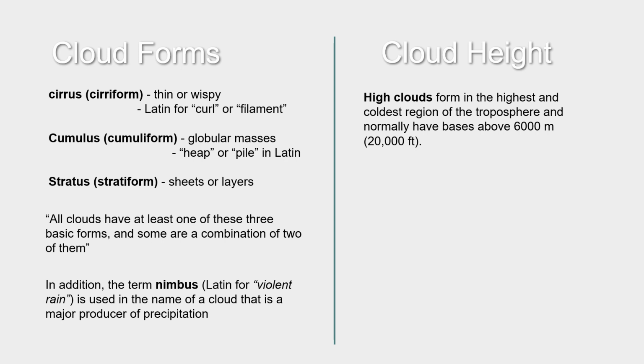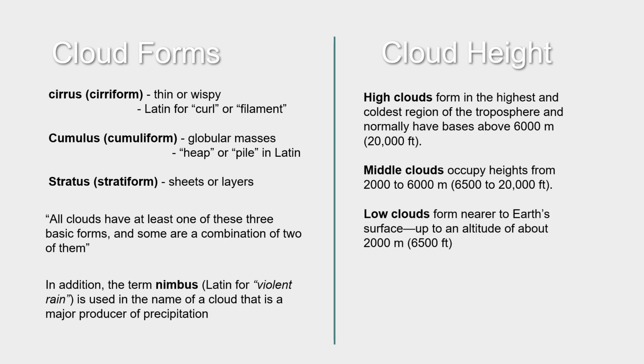And the next one, based on height, is what we call the middle clouds. These occupy heights from 2,000 to 6,000 meters. These may be composed of water droplets or ice crystals, depending on the time of year and the temperature profile of the atmosphere.